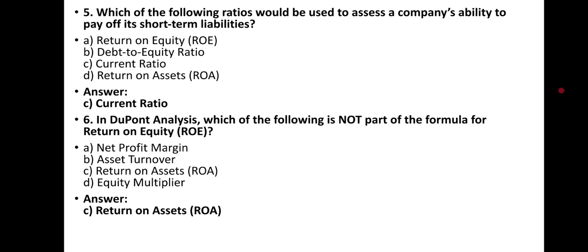Next question: which of the following ratios would be used to assess the company's ability to pay off its short-term liabilities? The right answer is the cash current ratio. Next question: in DuPont analysis, which of the following is not part of the formula of return on equity? The right answer is return on asset. So these are the parts of the return on equity.